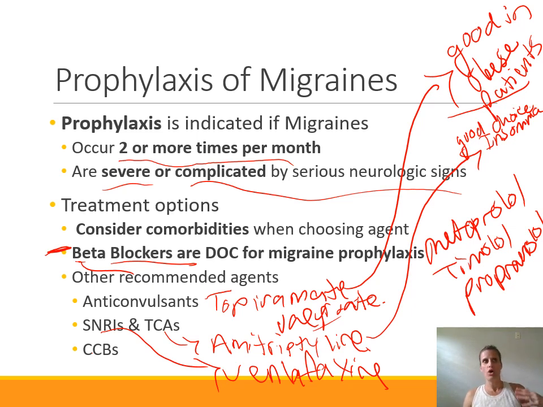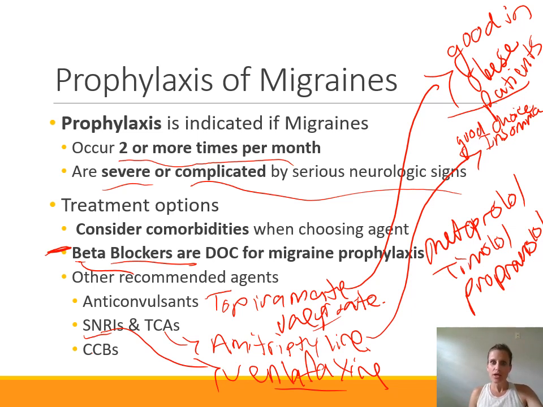If you have a patient who also suffers from depression, well, venlafaxine would probably be a really good choice in that case, or amitriptyline. But venlafaxine is an SNRI. That could accomplish both. It could treat the depression as well as act as prophylaxis for migraines. So again, there are a lot of different choices. It just kind of depends on your patient.